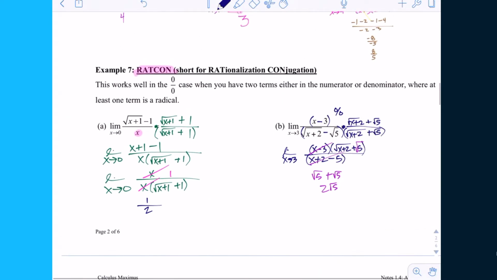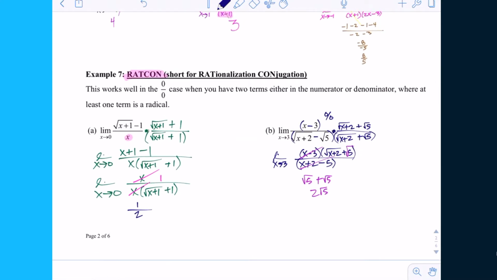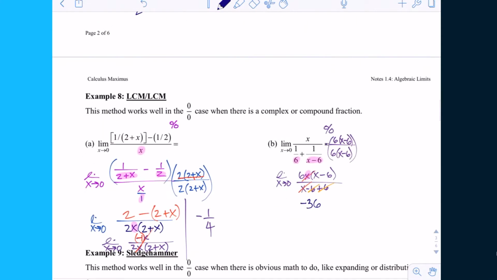So the new methods are retcon, 0 over 0, and you have 2 terms, at least one's a radical, and Lickum over Lickum, which is when you have complex fractions.